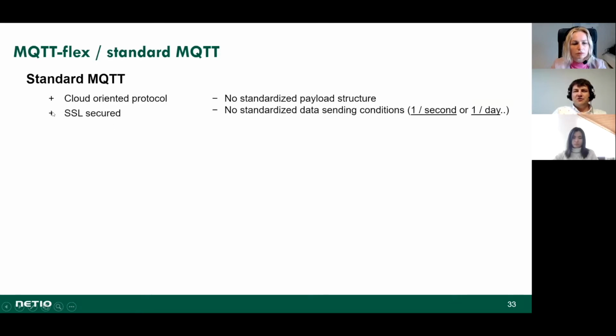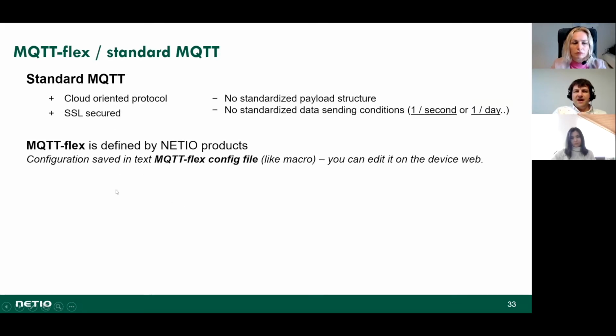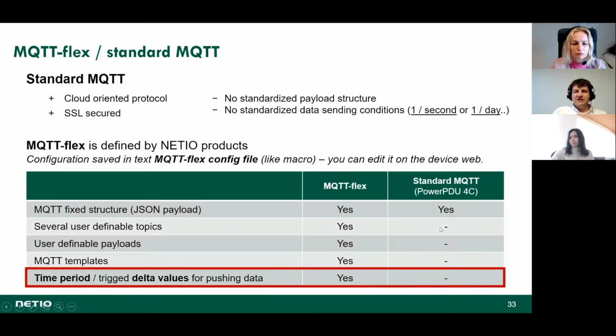So basically, standard MQTT is defined like this, and in flex you can see more data. In flex, you can use several definable topics, so in one connection you can send more topics. You can have a user definable payload, so the structure is fully up to you. You can use a kind of MQTT templates, and mainly you can define how often I will send the data. For example, if I'm metering and I switch on a TV, I can define that immediately I will send this data to the broker. Fine.